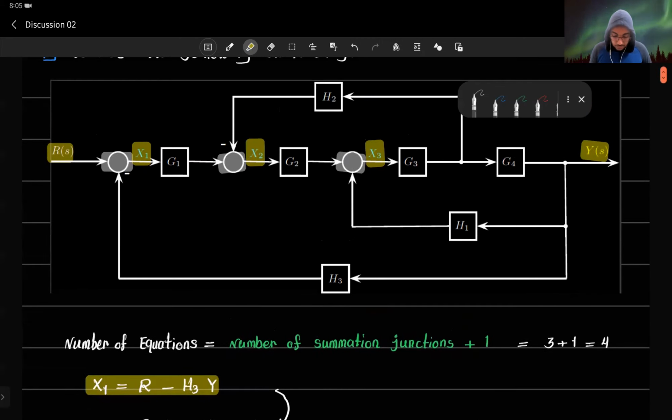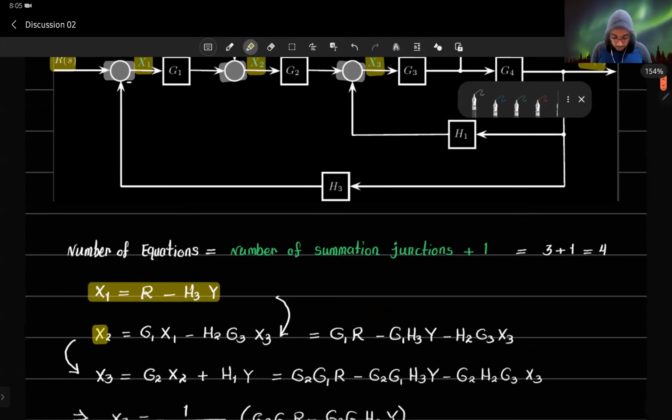The second equation is x2. We have x2 equal to g1 multiplying x1, minus whatever this branch is. This branch is h2 multiplying g3 multiplying x3. So this is the second equation.